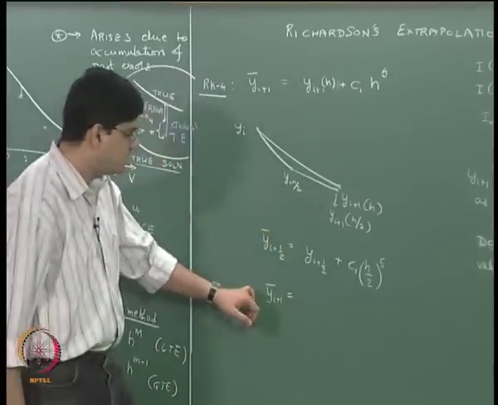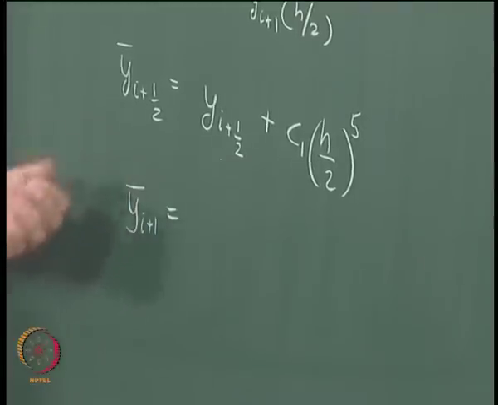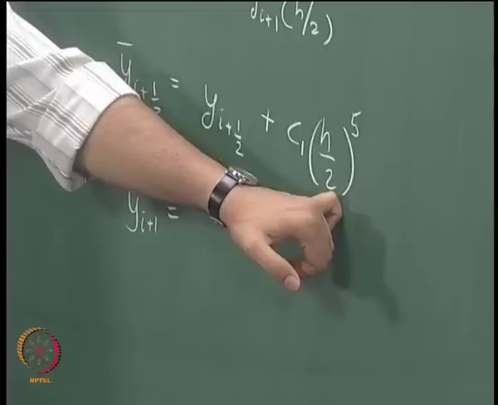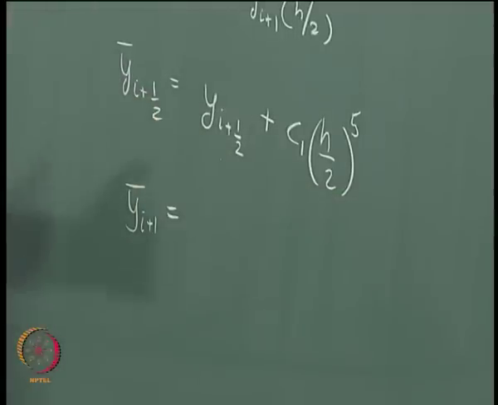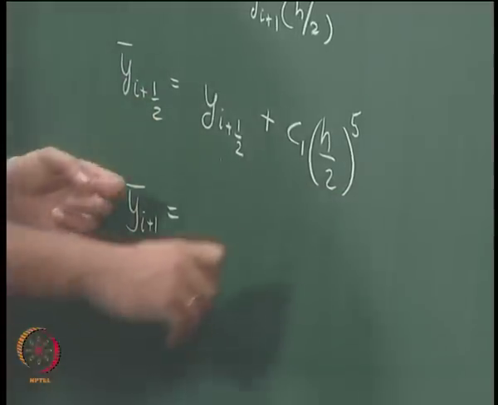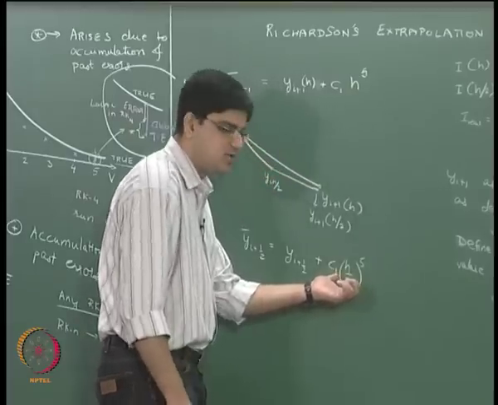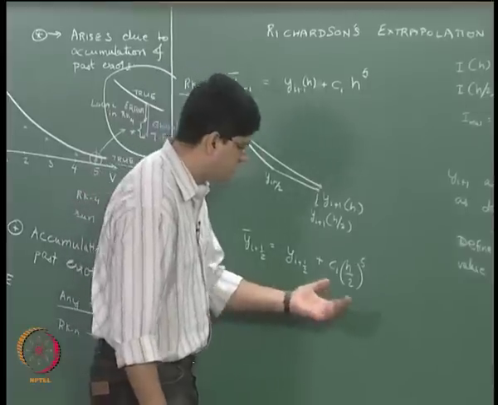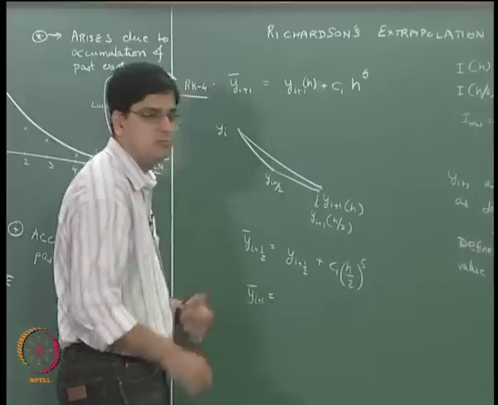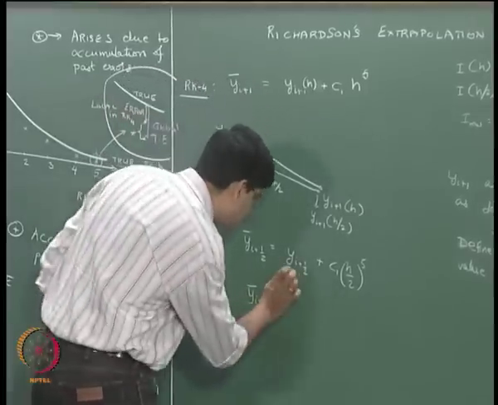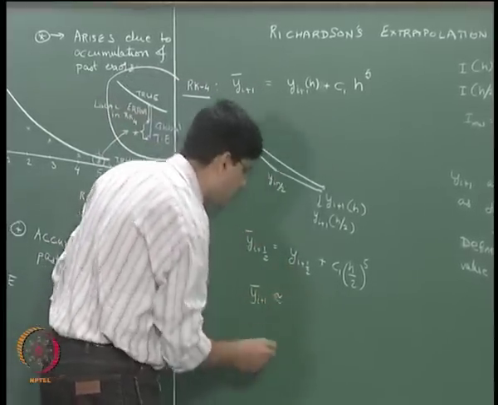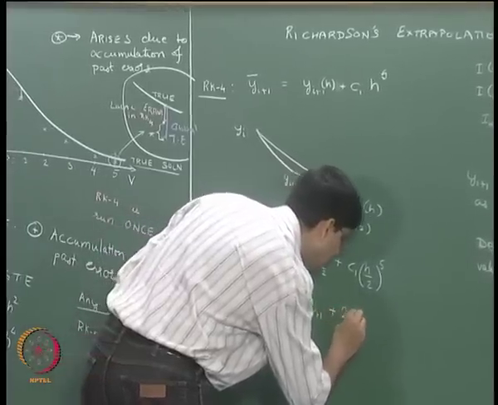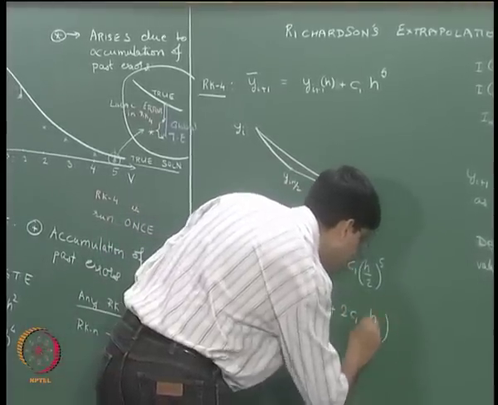yi plus 1 bar is going to be equal to the value computed at yi plus 1 from this particular guy plus the error that we will get at yi plus 1. Okay. So now this error is also going to propagate into the future. So, without going actually into any of the numerical complexities, I will write this yi plus 1 as approximately of the form yi plus 1 plus 2 times C1 (h by 2) to the power 5.